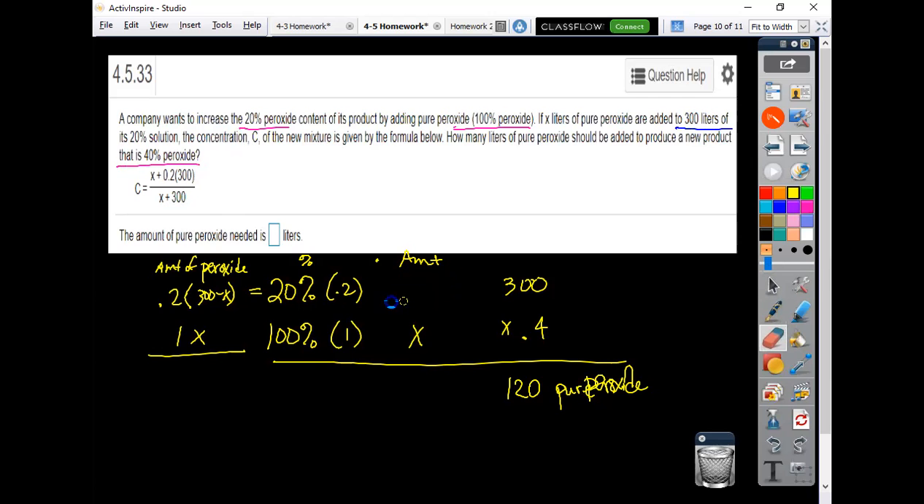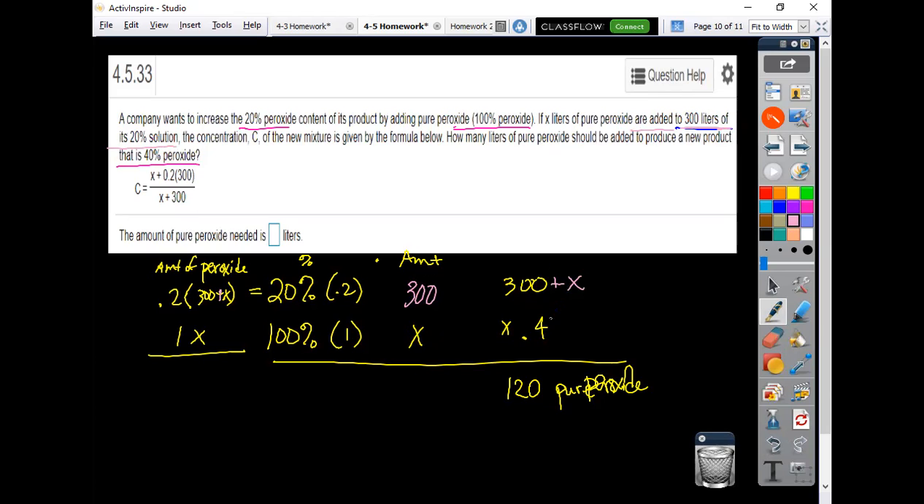The way I've set mine up, my 20% solution, which is 0.2, I'm having 300 liters of the 20%, and X liters of the pure. So that means I've got 300 plus X as my total amount, and it's 40%.